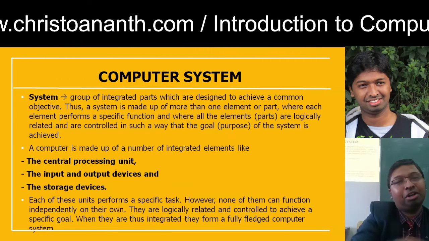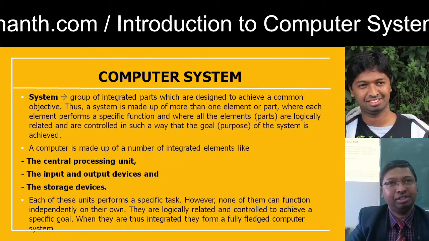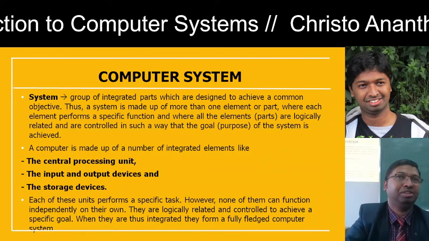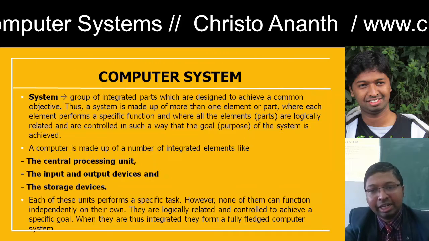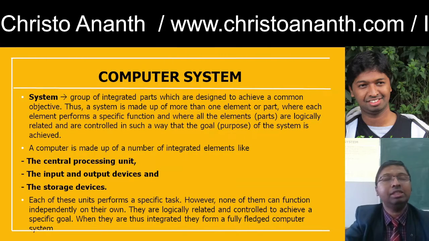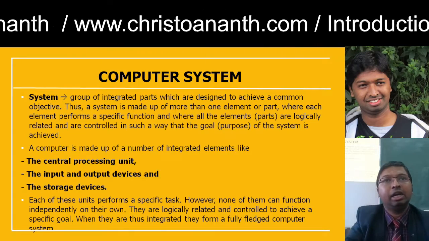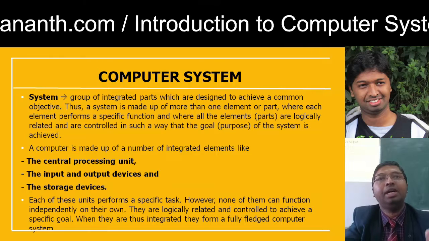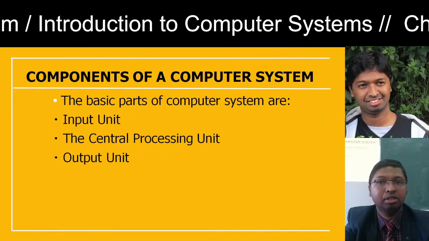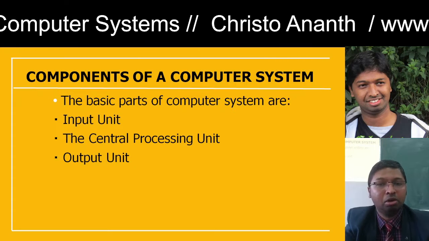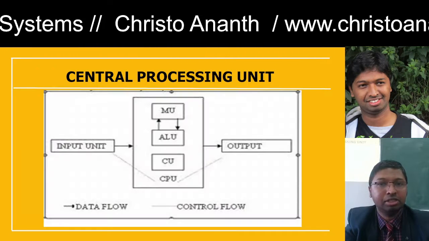If I press Ctrl plus P, it will print. If I type, the screen will show. So they are logically related and controlled to achieve a specific goal. These components are combined together, or integrated, to form a complete computer system: the central processing unit, input as well as output units, and then storage devices.